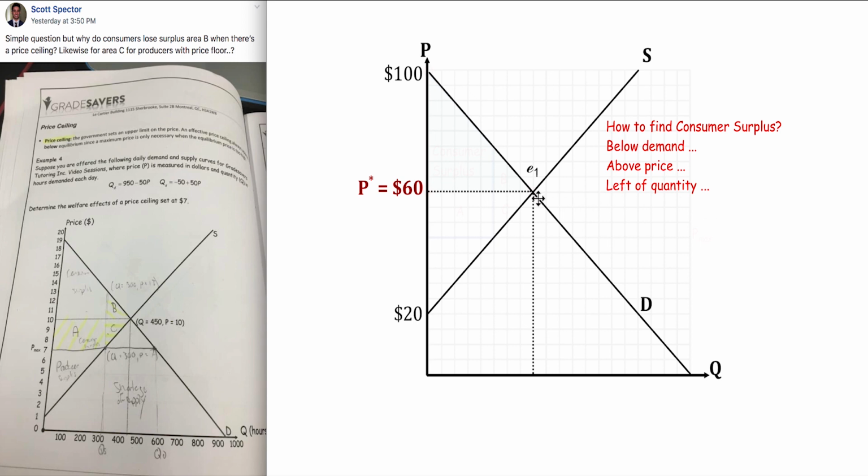So at the original equilibrium, it should be obvious that the consumer surplus is this shaded area. It is the area that is bounded below your market demand curve, above the price of 60, and on the left of this equilibrium quantity. And now the idea is to ask ourselves, how does this surplus change the moment that a price ceiling is imposed in the market? A price ceiling is a maximum price. Effective price ceilings are going to appear below equilibrium.